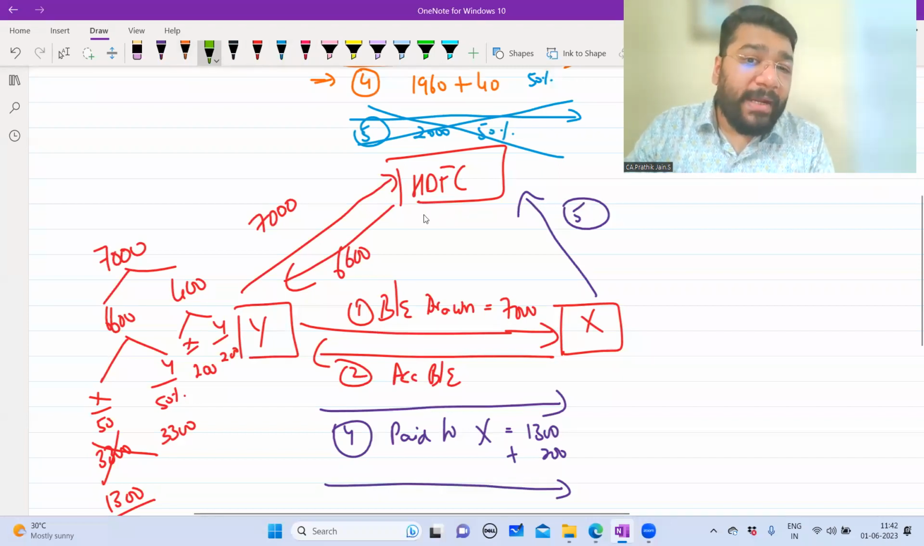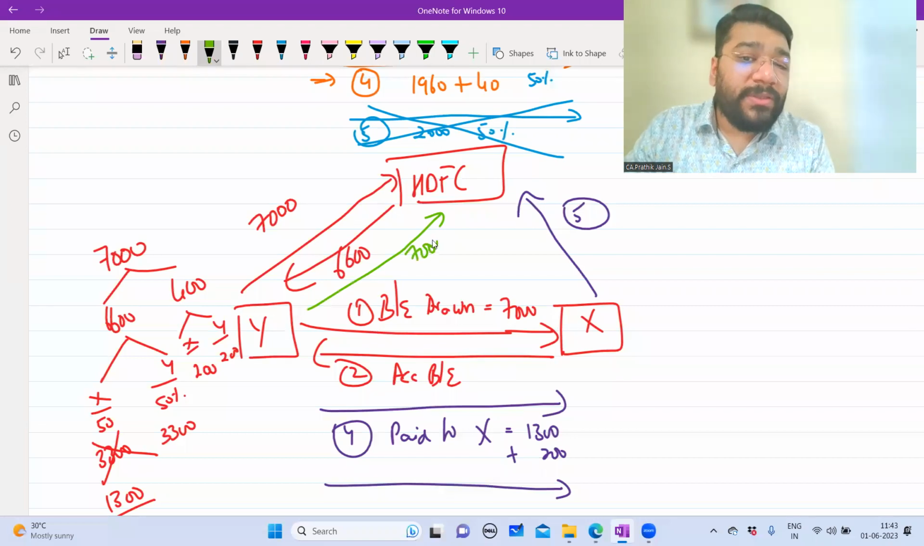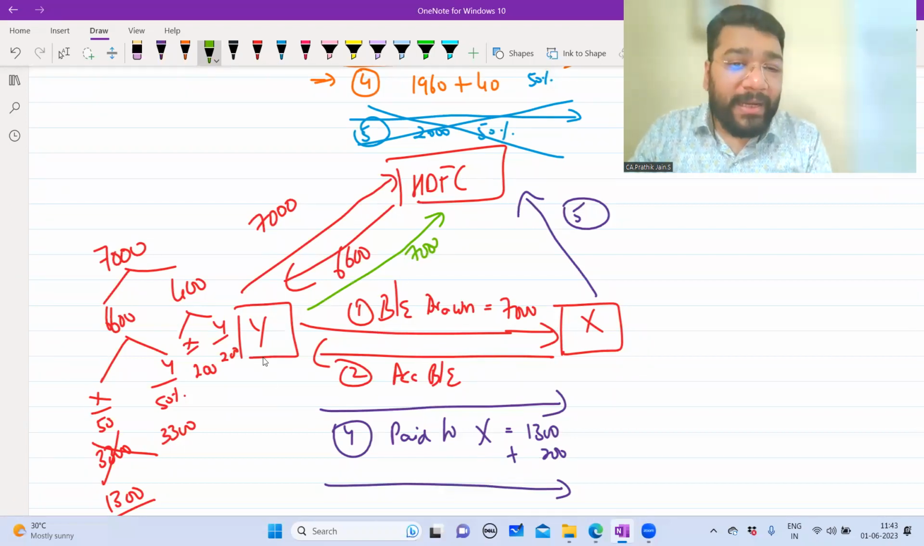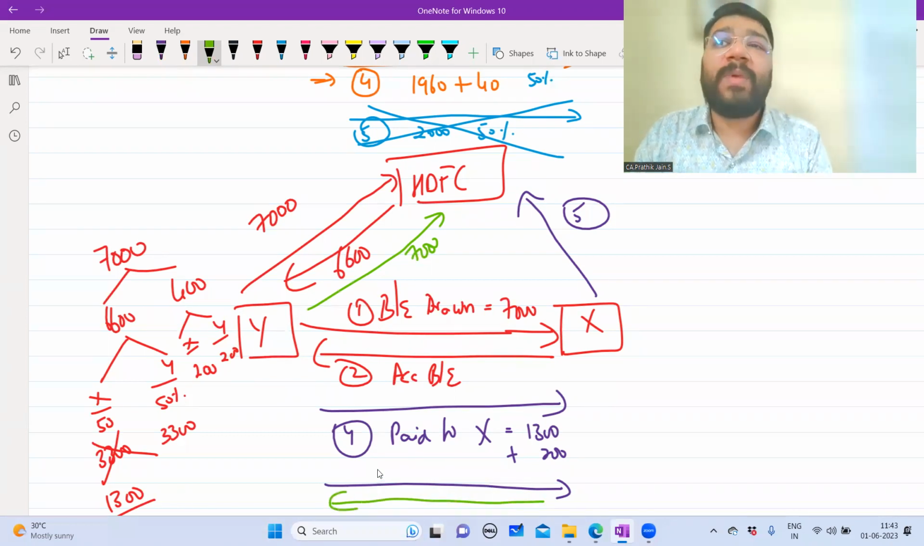Now, don't you think that HDFC would have recovered this money from whom? 7,000 rupees he would have recovered from Y. Now Y in turn will try to recover from whom? X. So Y would want to recover this money from whom? X. How do you find the level of question?